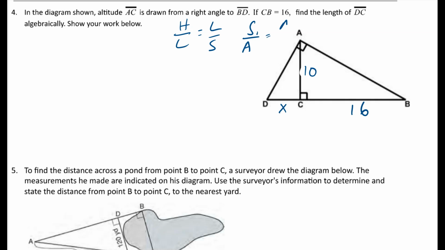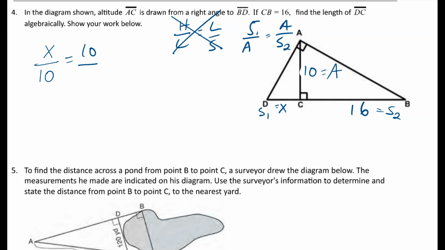And the question you need to ask yourself is, do I know what the altitude is, or do I care about the altitude? Yes, it's 10 right there. So this has to be a SAS problem, not a Hills problem. So I'm going to label one of those pieces as side 1, and I'm going to label the other piece as side 2. So I'm going to take side 1 over my altitude, 10, equals my altitude 10 over side 2, 16.